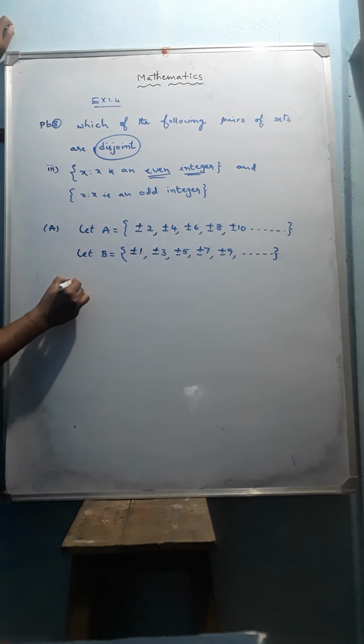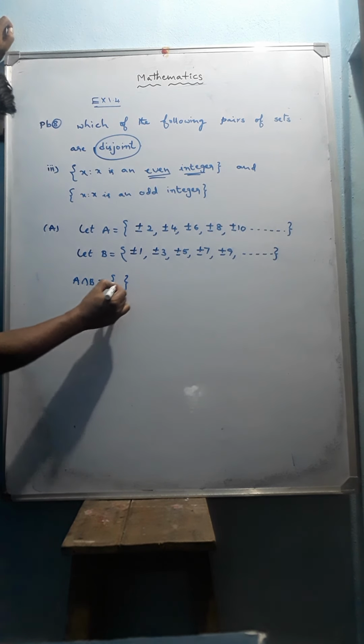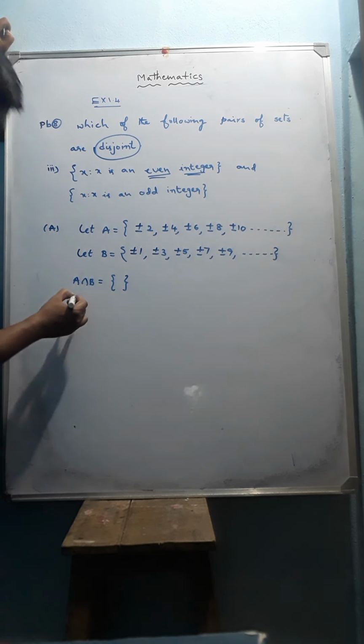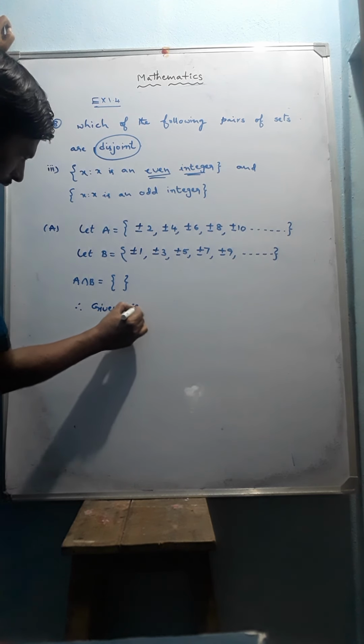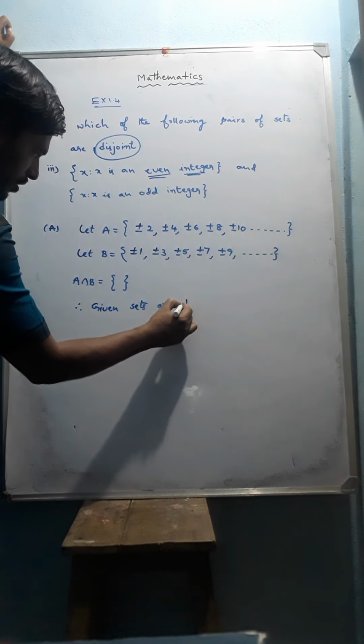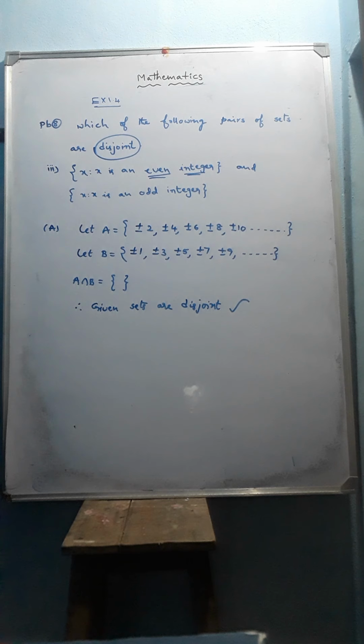So find out a intersection b. Can we get any common element? No, we can't get any common element, so we will get null set. Yes, therefore given sets are disjoint. Okay, write down fast. So 8th one also, problem 8 also over. Next, problem number 9.